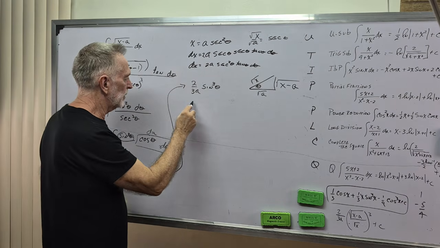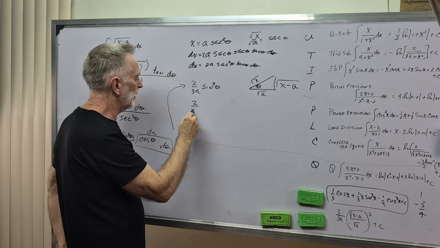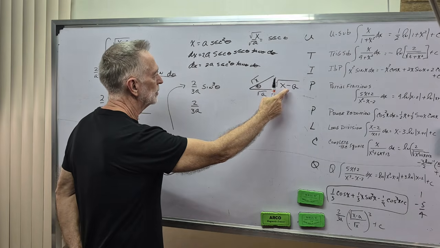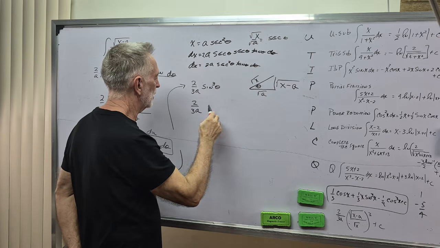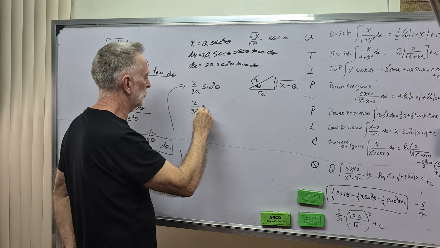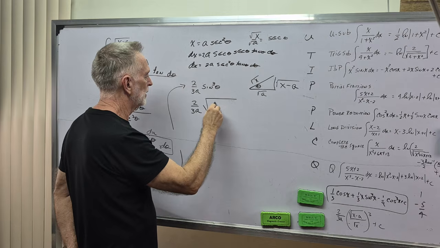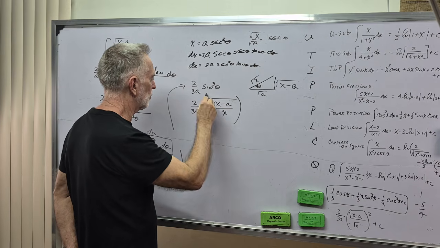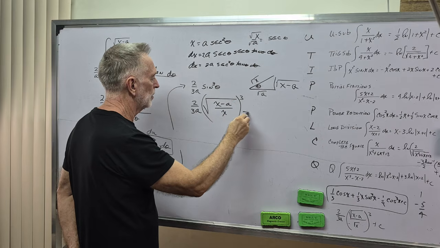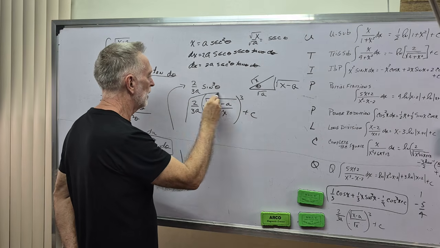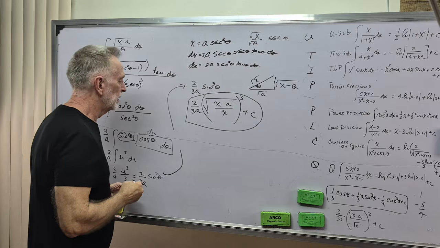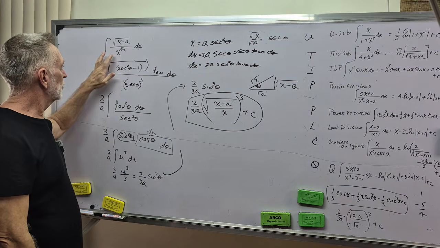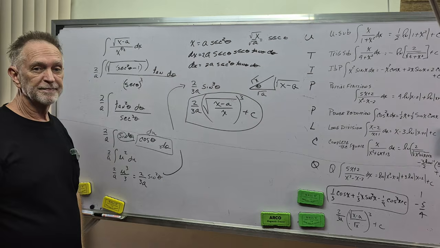Okay. Now then, so what do we end up with? 2 over 3a sine, which is opposite over hypotenuse. So that's the square root of x minus a over x all cubed plus c. And that, my friend, is the integral of square root of x minus a over x to the 5/2.